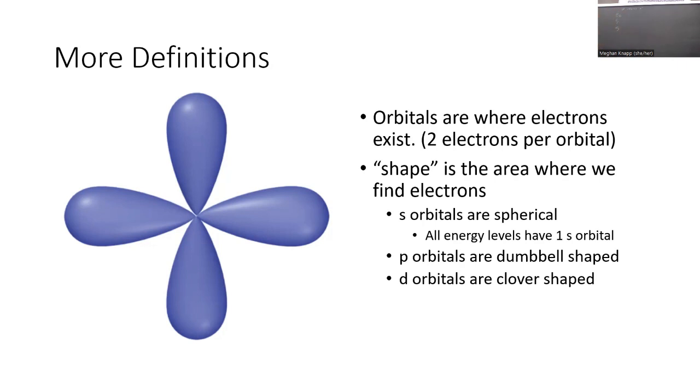But the d orbitals form planes. So it can form the plane that is like this, the plane that's like this, and the plane that's like this. And then it can also do diagonal planes. Okay.